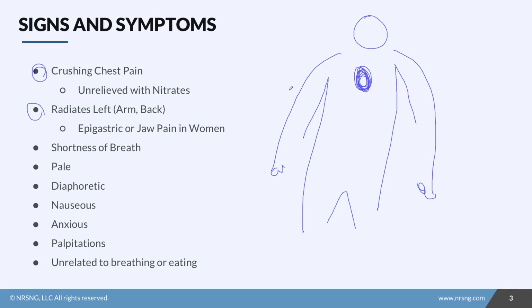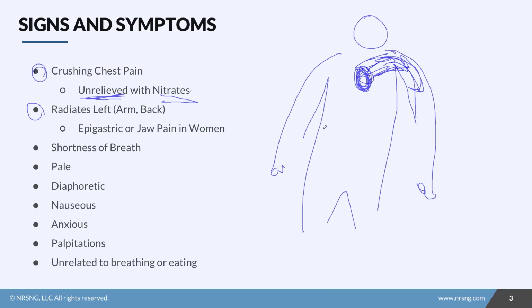If the chest pain is relieved by nitrates, we call it angina. But if this is an MI, the nitrates will be completely ineffective. The pain can also radiate to the left arm. So they might feel this pain kind of coming into the left arm here, coming from this point right here, the back or the shoulder.